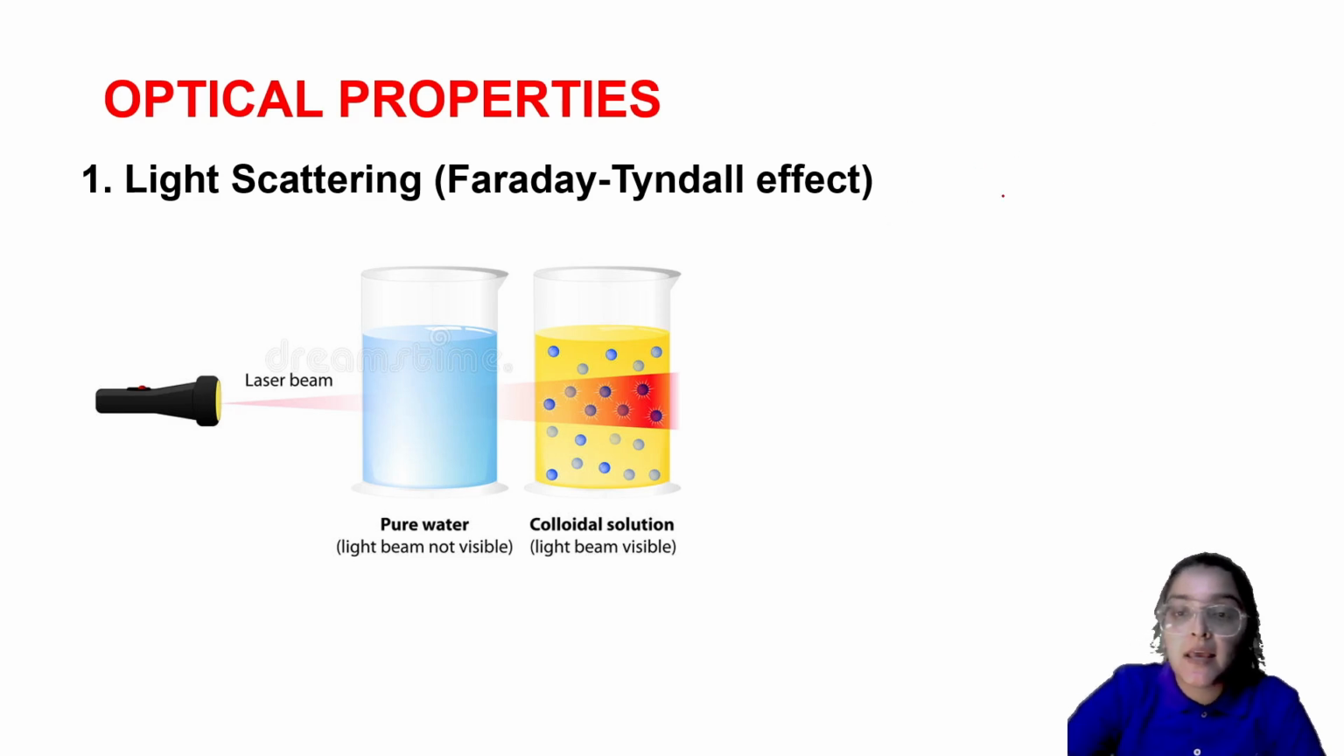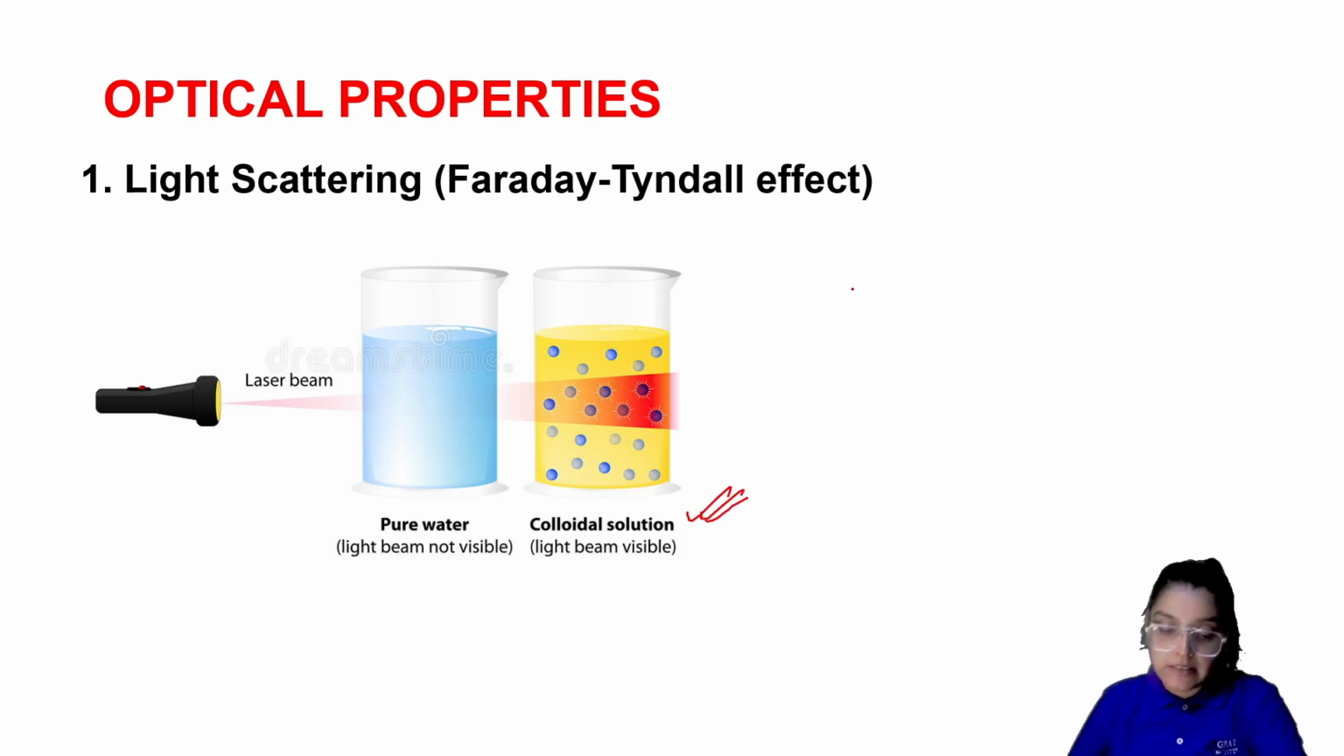So you can see here in the colloidal solution, the light beam is clearly visible because of the colloidal particles. The beam is visible because some of the light, as I've mentioned, is absorbed, some is scattered, while some is transmitted through the sample. The colloidal solution appears turbid due to the scattering of light by the colloidal particles, and this effect is known as the Faraday-Tyndall effect. Again, you can see it very clearly in the image.